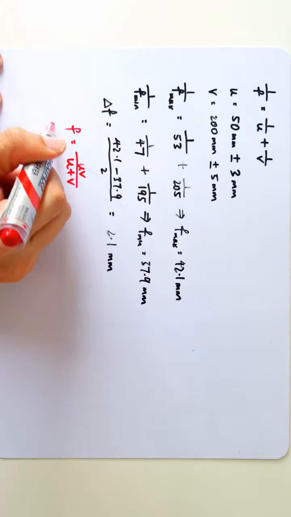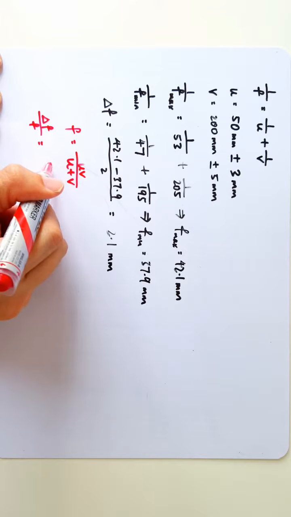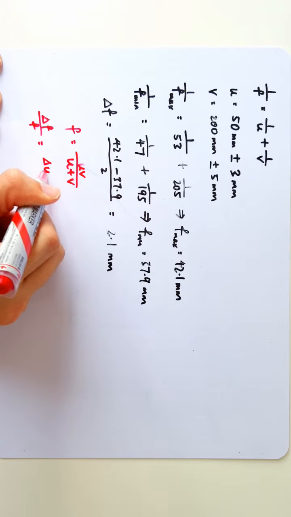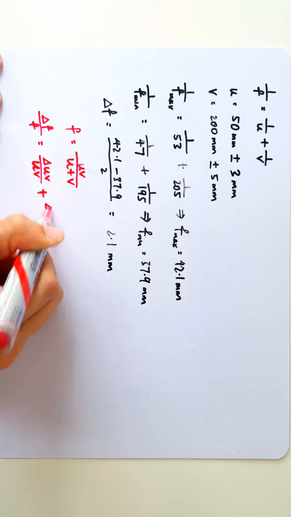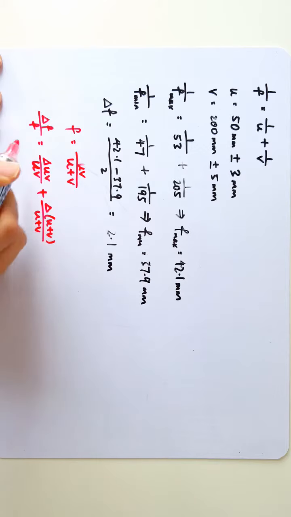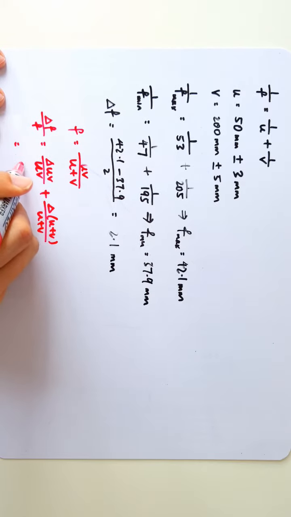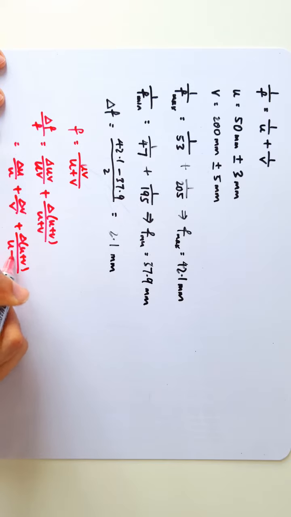And the next thing they say is the fractional uncertainty in f should be equal to the fractional uncertainty in uv plus the fractional uncertainty in u plus v. And of course they will further break this down into this, and then they'll sub in the numbers and they'll get a different answer.